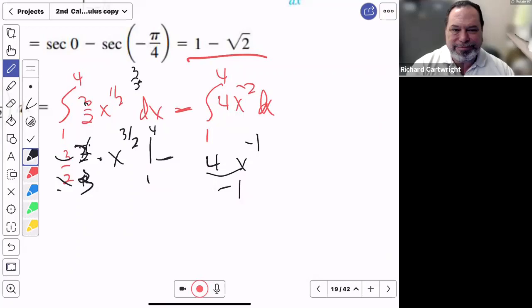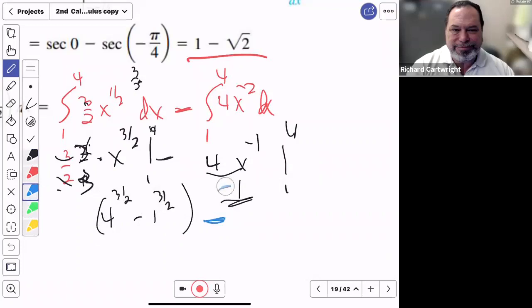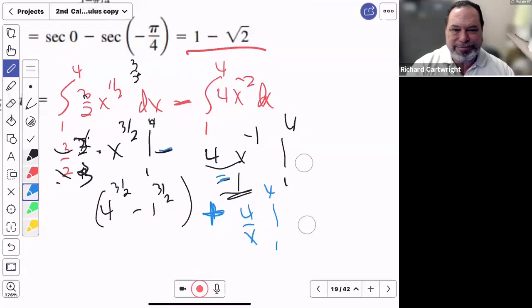That goes from 1 to 4, and let me clean this one up. I'll get back to this one in just a second. Plug in the 4 to the 3/2 minus 1 to the 3/2. All of that minus, but there's a minus here. So that minus and that minus becomes a plus, and that was actually a 4 over x if you want to think about it.